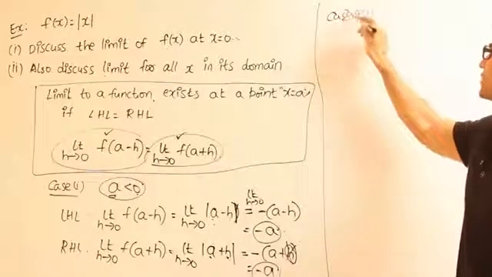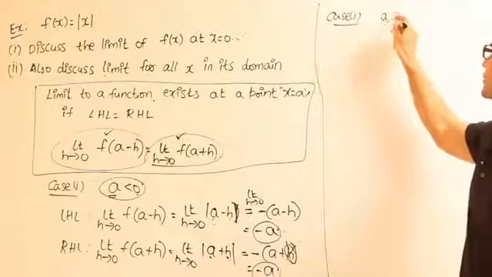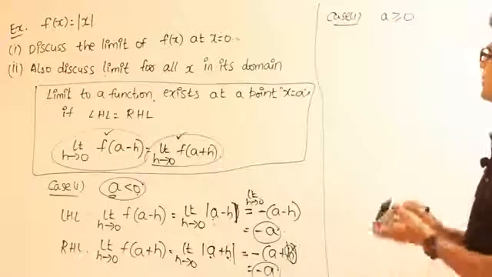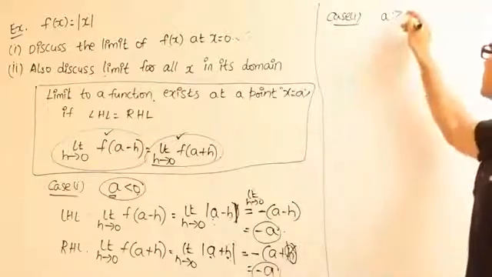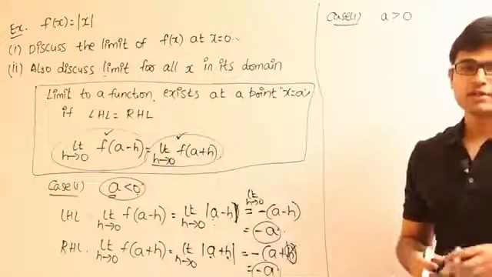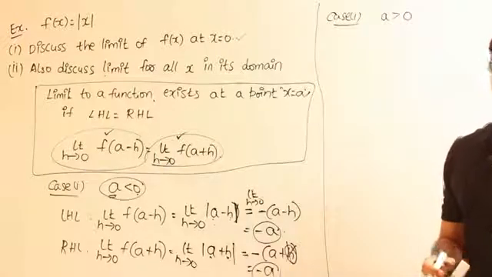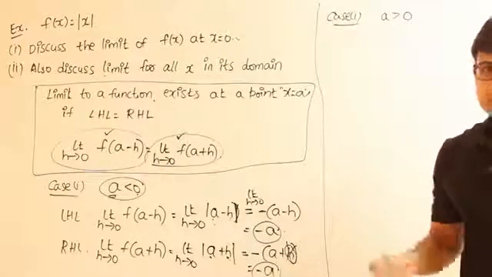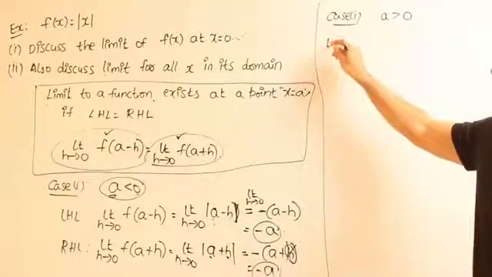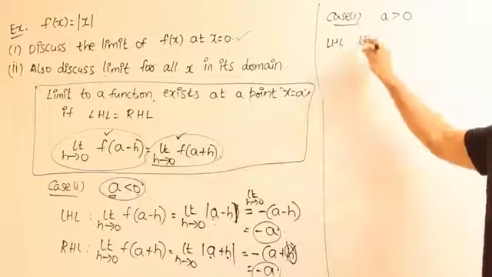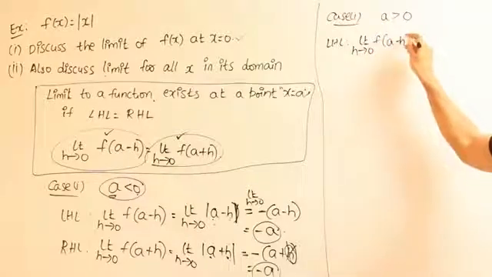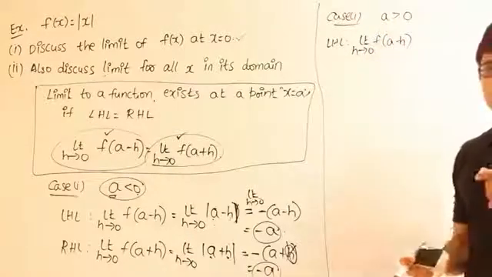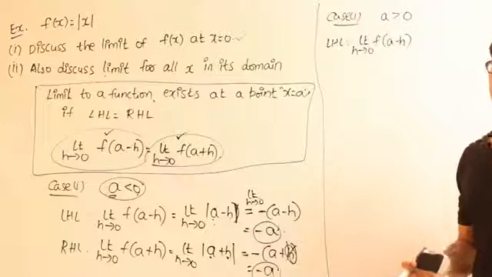Case 2 is a is a number which is greater than or equal to 0, and equal to 0 is already discussed. So let's discuss only the positive case, which means we want to discuss whether the limit exists at a point a if a is a positive number, and a can be any value. Okay, so let's talk about left hand limit. So what is left hand limit? Limit h tends to 0 f of a minus h. A minus h means a point just to the left of it.